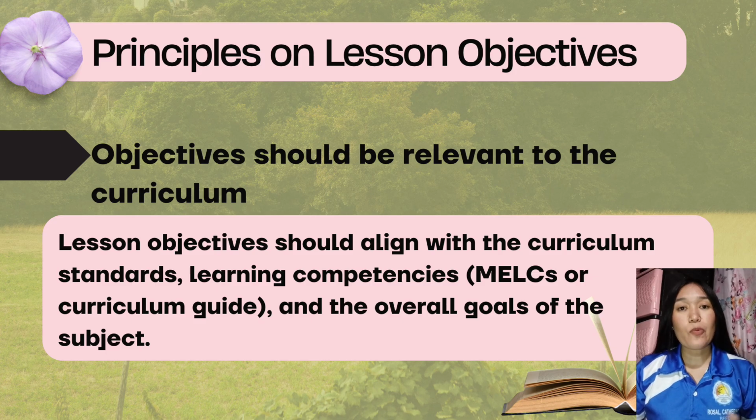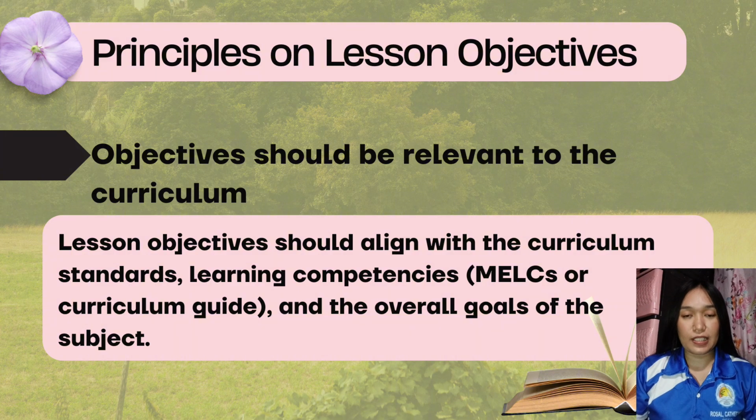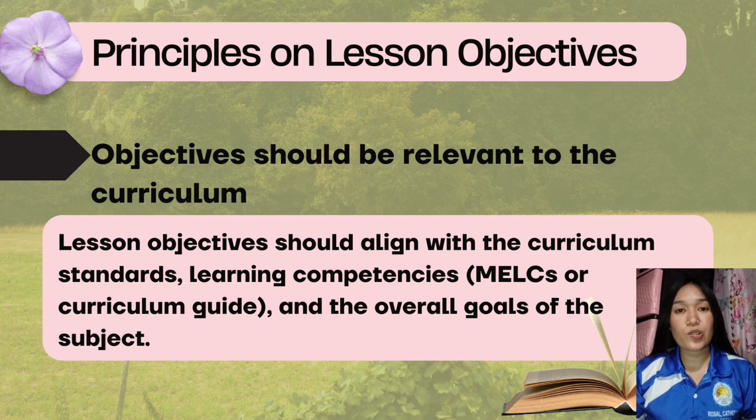Principle number 5, objectives should be relevant to the curriculum. This means that our lesson objectives should be connected to the curriculum standards, learning competencies, and the overall goals of the subject. In the Philippine education setting, teachers can use references such as MELCs and the curriculum guide when preparing their lesson objectives. So this principle is important because it ensures that teachers are teaching the knowledge and skills that learners are expected to develop at their grade level. So our objectives should not be based only on what the teachers want to discuss.